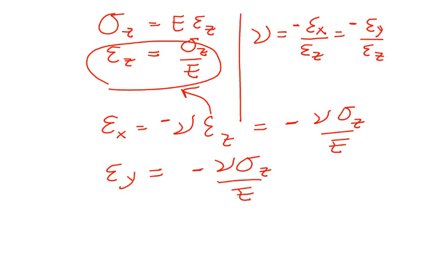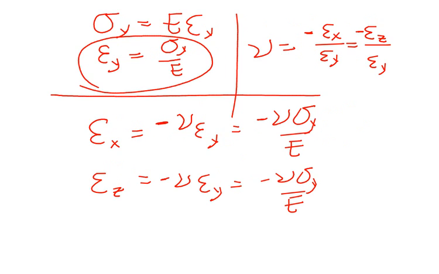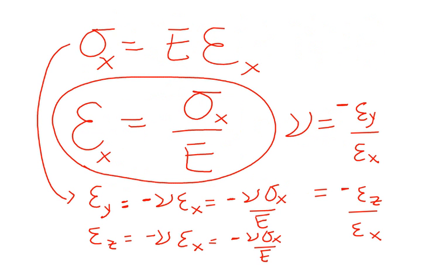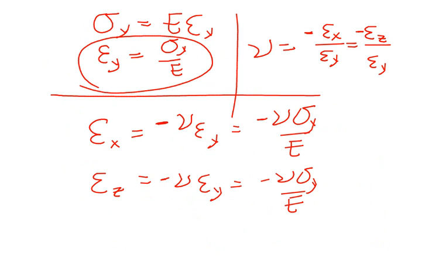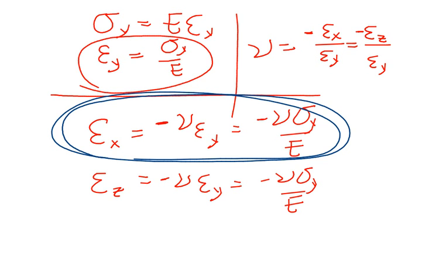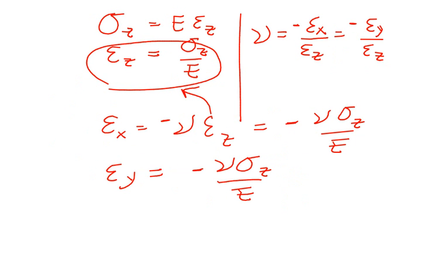All right, so I've got these three stresses that result in three separate strains in x, y, and z. So if I want to find out what epsilon x is, epsilon x from superpositioning is going to come about from this, from a stress in the x direction. It's going to come about from a stress in the y direction, and it's going to come about from a stress in the z direction.